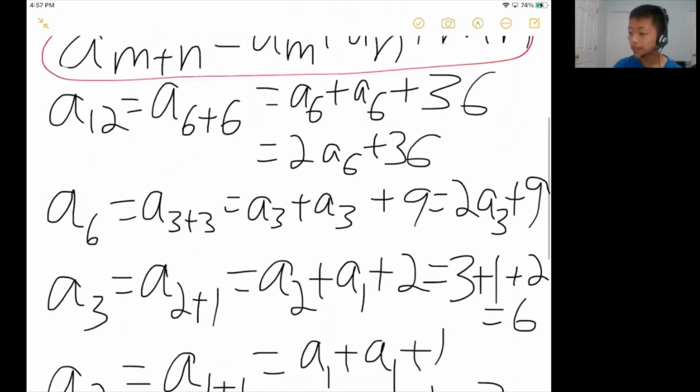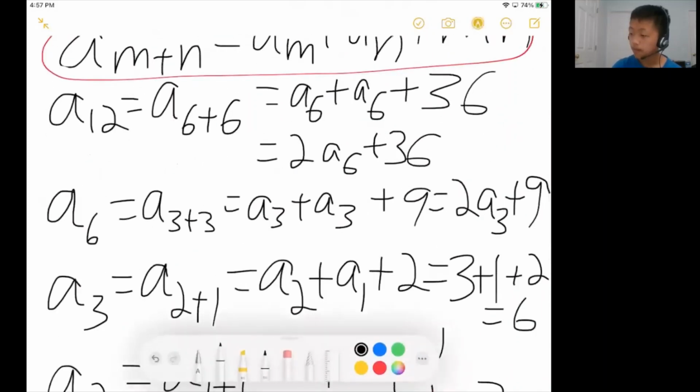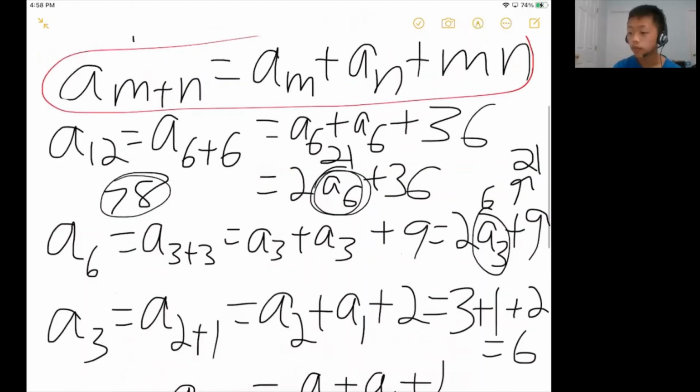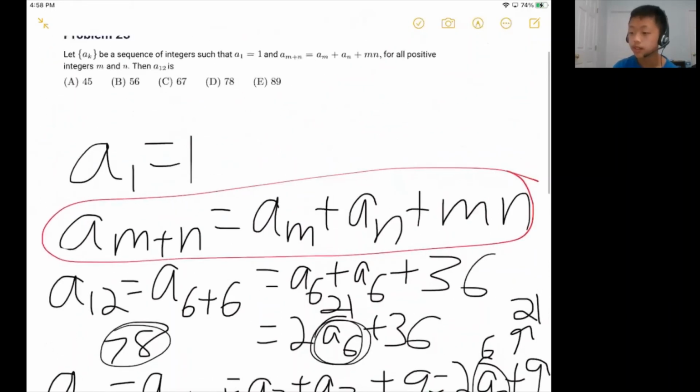And now that we know A3 is equal to 6, we can replace this with 6. So 2 times 6 plus 9, we get 15. Or no, not 15. 2 times 6 is 12, plus 9 is 21. And now that we know A6 is 21, we can replace this with 21. So 2 times 21, which is 42, plus 36, is going to be 78. So we get that A12 is equal to 78, which is choice D.